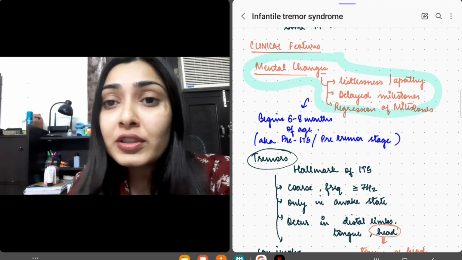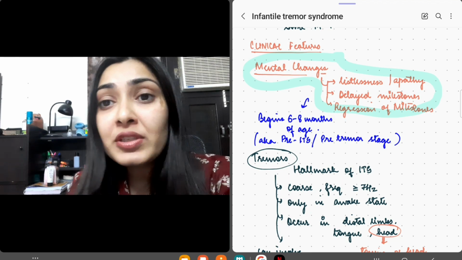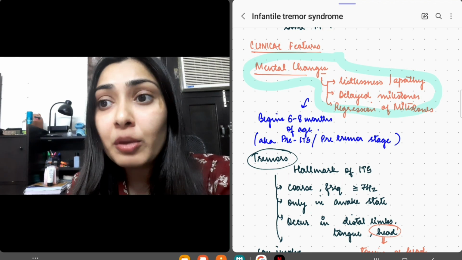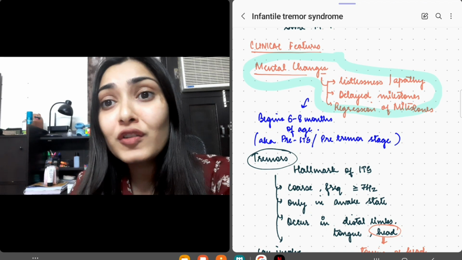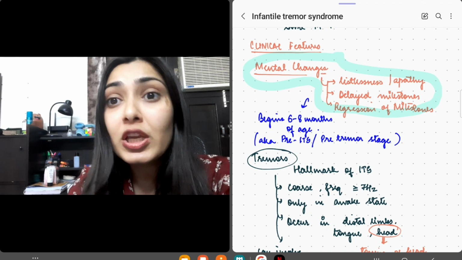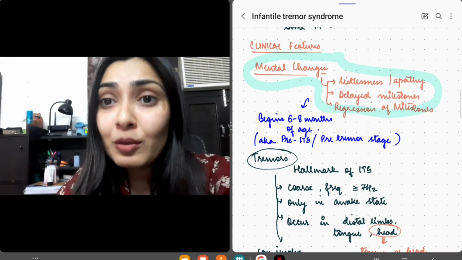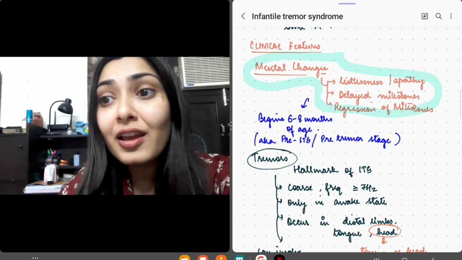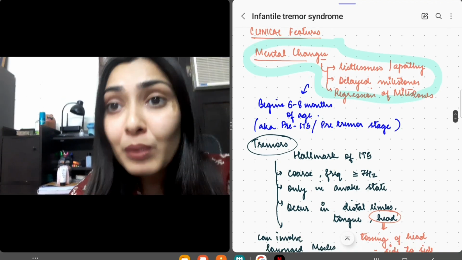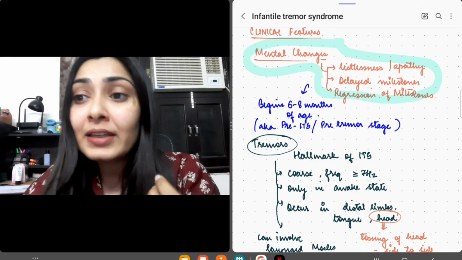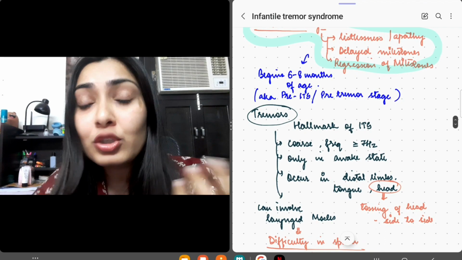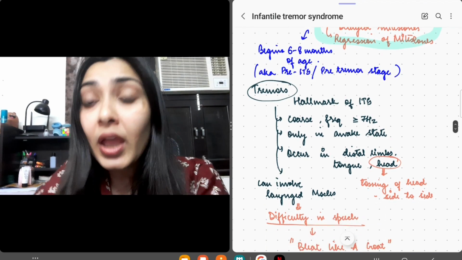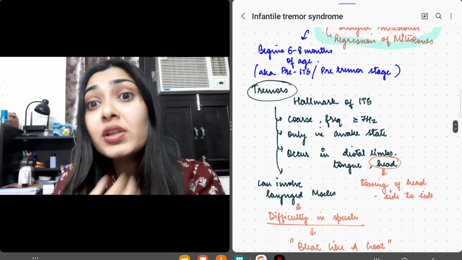And the hallmark of the syndrome is tremors, and the tremors seen in infantile tremor syndrome are coarse tremors with a frequency of more than 7 hertz. That means they are fast tremors, right? The peculiar thing about these tremors is they are only seen in the awake state. When the child is sleeping, they are not seen, and they occur in distal limbs, tongue, and sometimes head. You can see tossing of the head from side to side, and in some cases it can involve laryngeal muscles.